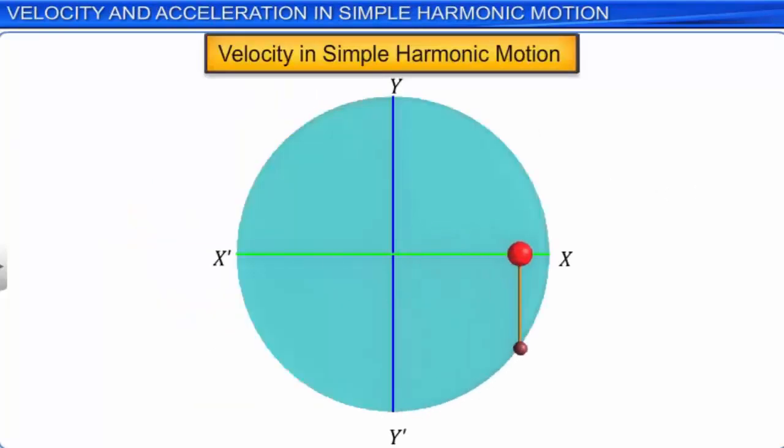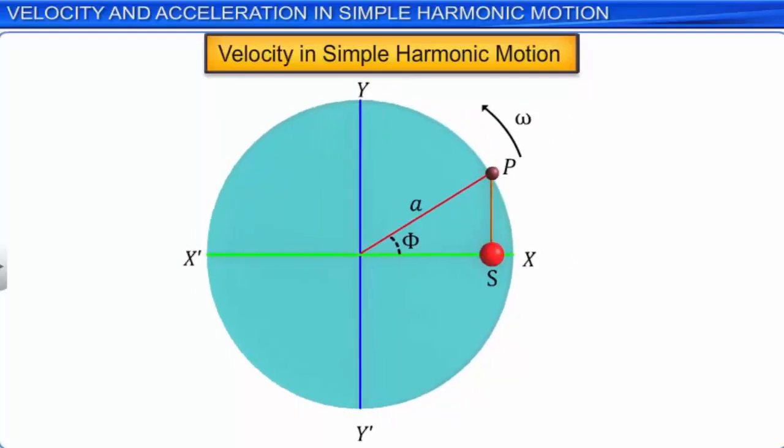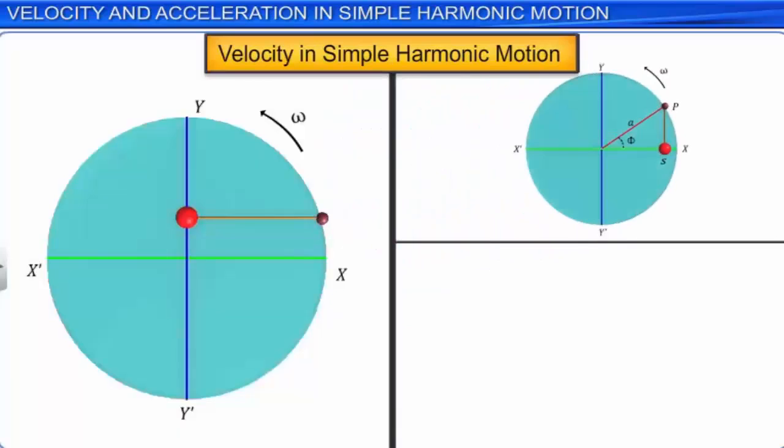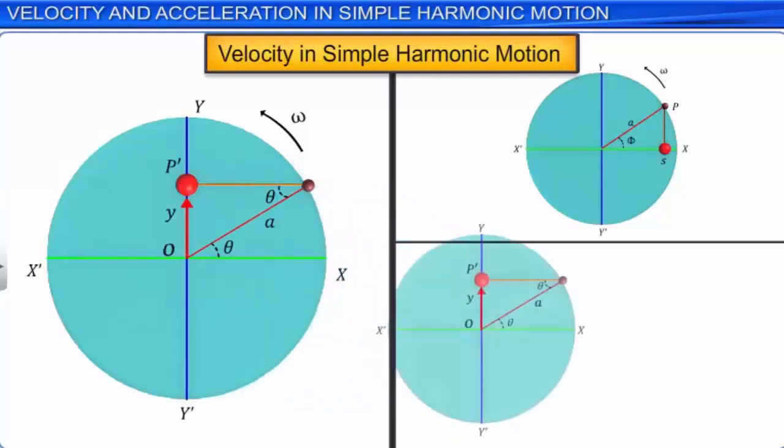As you know, when a reference particle revolves along the reference circle with a constant angular velocity omega, the projection of the particle on the diameters along the x-axis and y-axis executes simple harmonic motion.